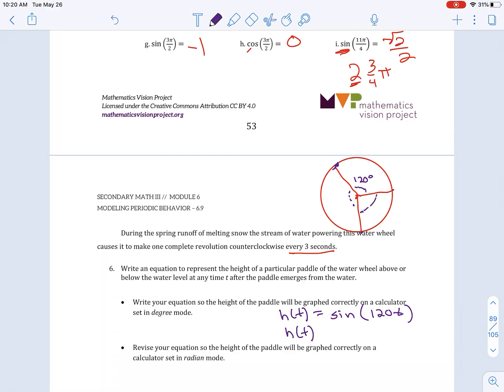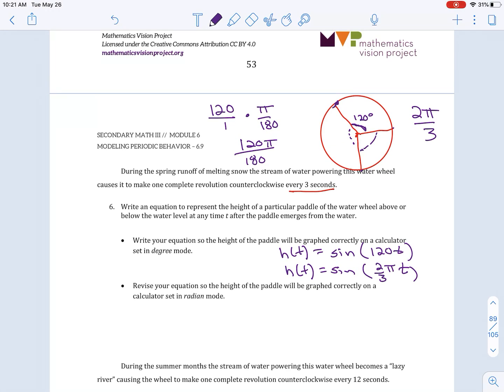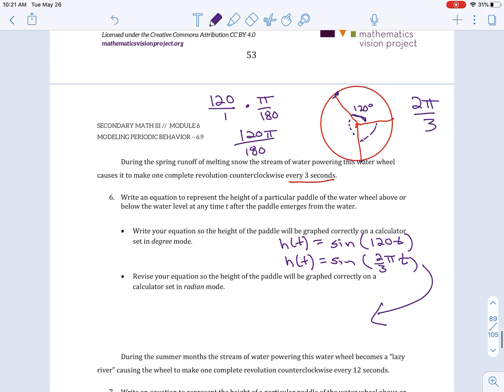Well, this one in radians, h of t would equal the sine of what? So we're not dealing with 120 degrees now. We're dealing with radians. So I would go 120 times pi over 180, which gets me 120 pi over 180. And if I reduce that, I get 2/3 pi. So instead of writing 120 on this one, I write 2/3 pi t. Revise your equation so the height of the paddle will be, that was supposed to be written down here, sorry.